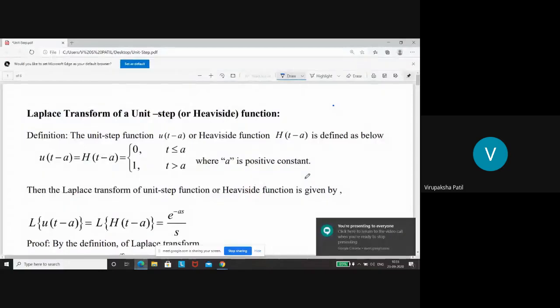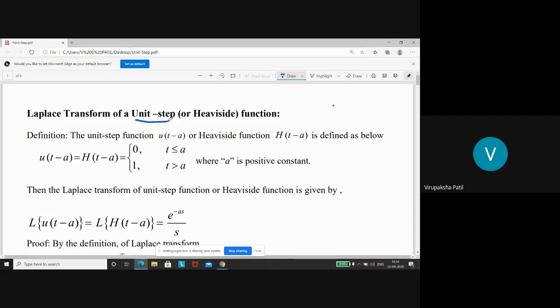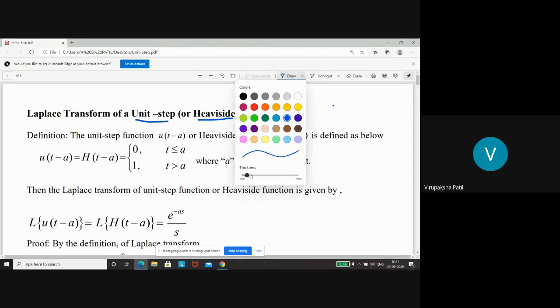Okay. I think last class we discussed the periodic function and took some examples. Please remember the definition of periodic functions and all those things. Now, today we'll take one more new type of function, which is the unit step function, also called the Heaviside function. First, we'll discuss the definition of the unit step function.